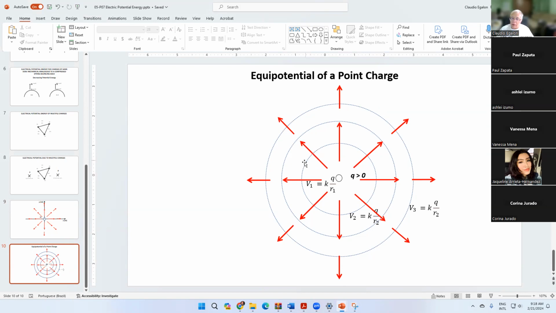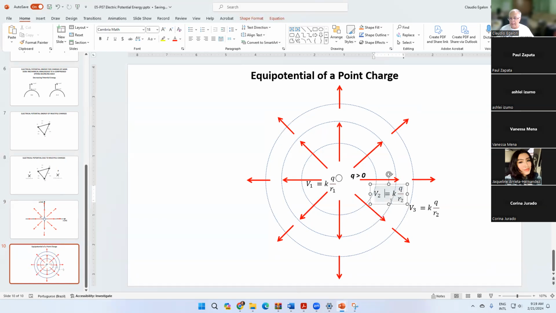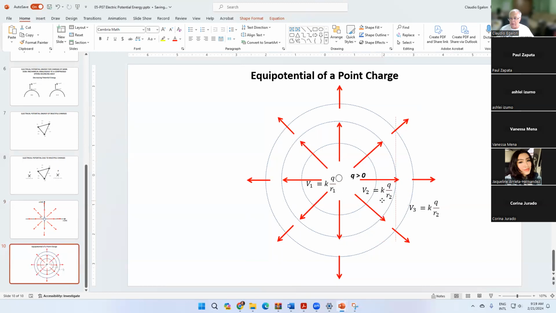The angle of the electric field with respect to the tangent plane to the equipotential is going to be 90 degrees. Okay. And that's the important thing that we are using in this experiment, in the experiment that we are performing. Q greater than 0, let's put it here.